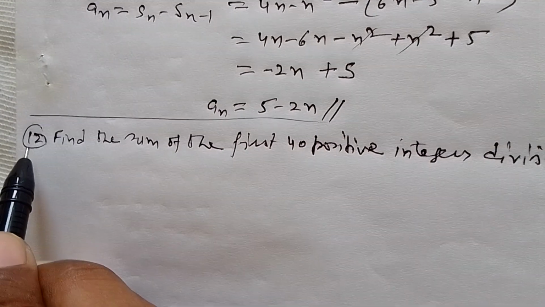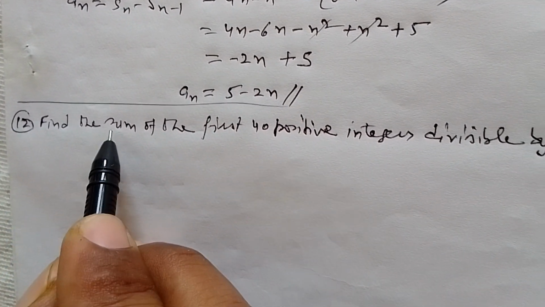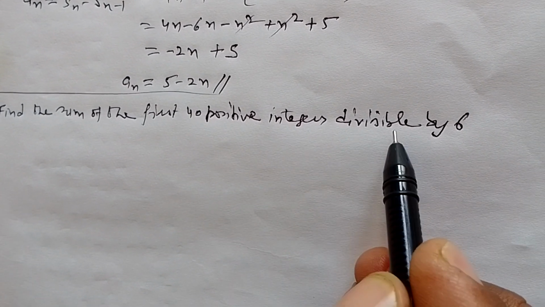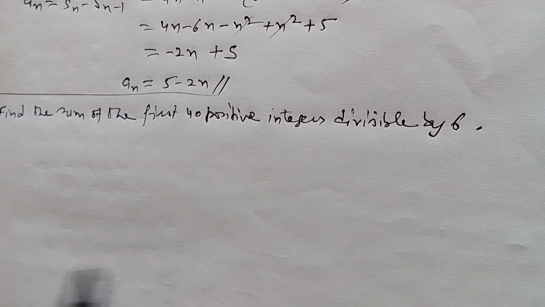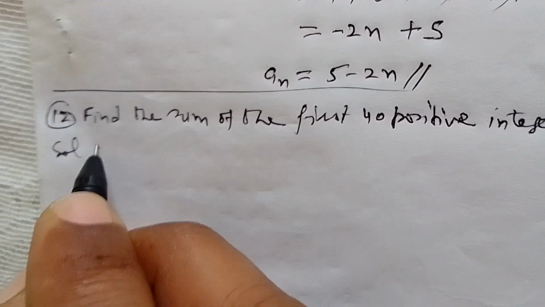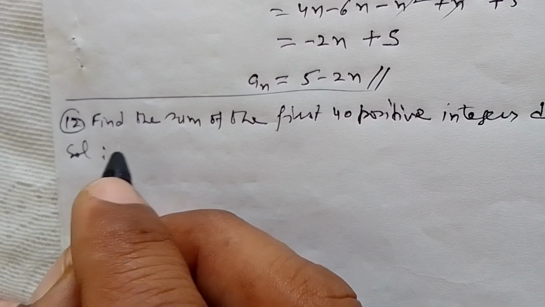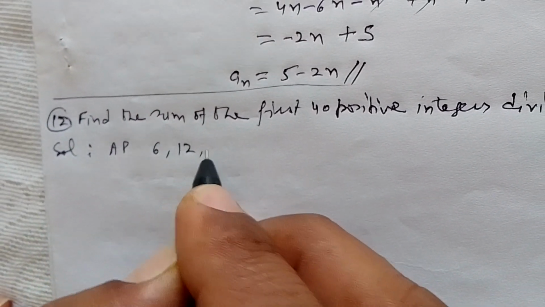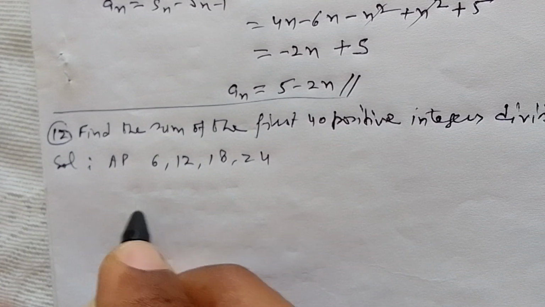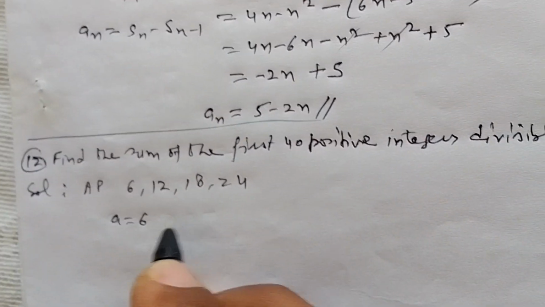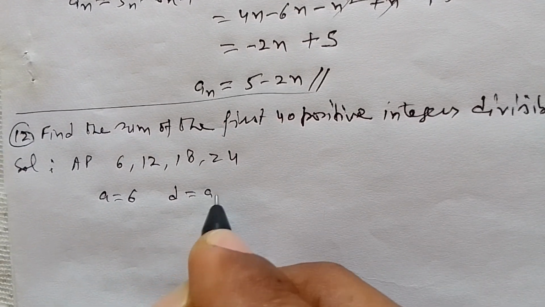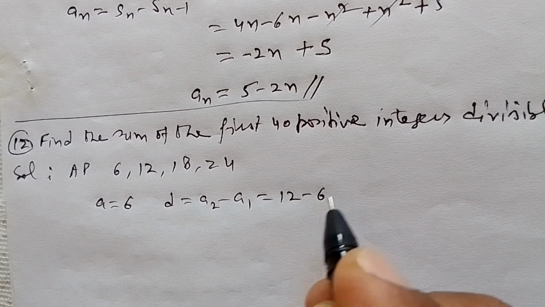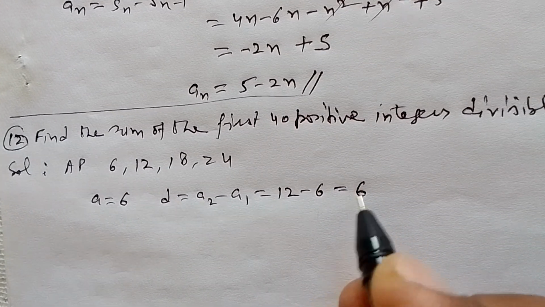The 12th question is, find the sum of the first 40 positive integers which are divisible by 6. So the solution of the question is, the terms divisible by 6 in the AP will be 6, 12, 18, 24. So the first term a comes out to be 6. Common difference d comes out to be a2 minus a1, second term minus first term, that is 12 minus 6. So it comes out to be 6, the common difference.